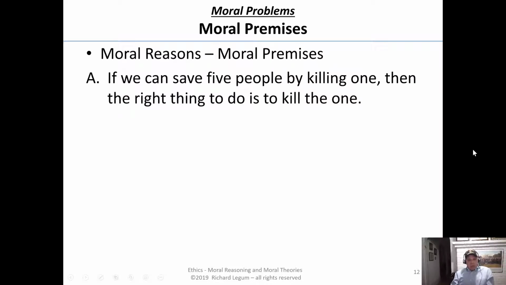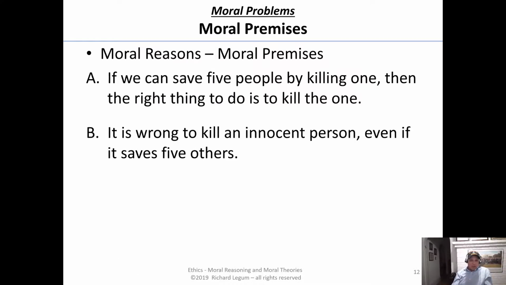The moral reason to the conclusion that you should turn the trolley or that you should push the fat man off the bridge was that if we can save 5 people by killing one, then the right thing to do is to kill the one. That is, to minimize the number of losses. Now that seems pretty reasonable, or at least seemed pretty reasonable in the case of the trolley example, but it seemed far less reasonable for people who accepted that principle when they got to the fat man example, pushing the fat man off the bridge. They didn't find that one acceptable in those circumstances.